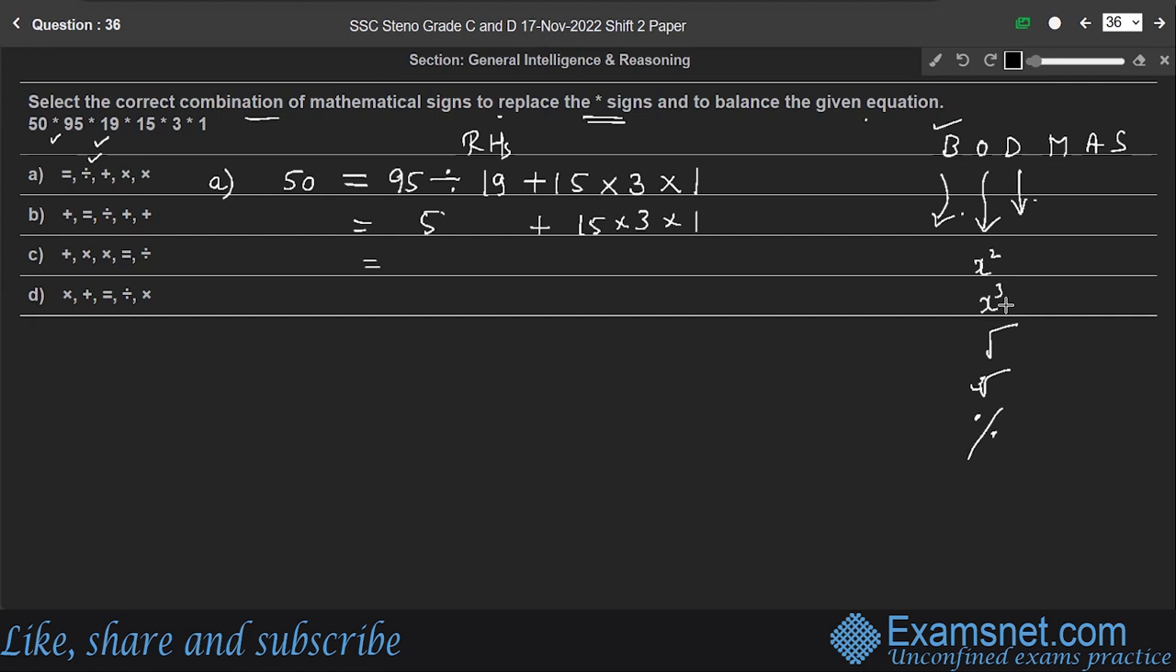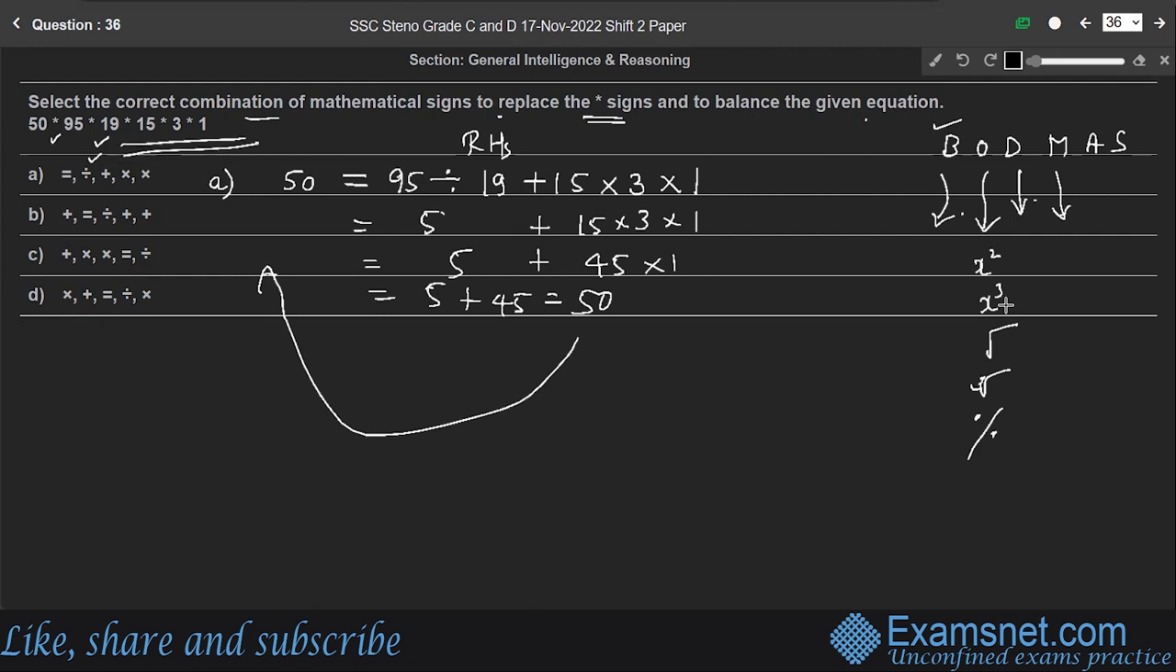So after solving the division part, go for multiplication. It becomes 5 plus 15 into 3, 45. Again, into 1 is 45 itself. So we have 5 plus 45, which is 50. Therefore, in place of the given asterisk signs, if we replace the signs according to option A, the given equation or the given mathematical expression will get balanced. So it becomes an equation, right? Therefore, option A is the right answer, right? Option A.